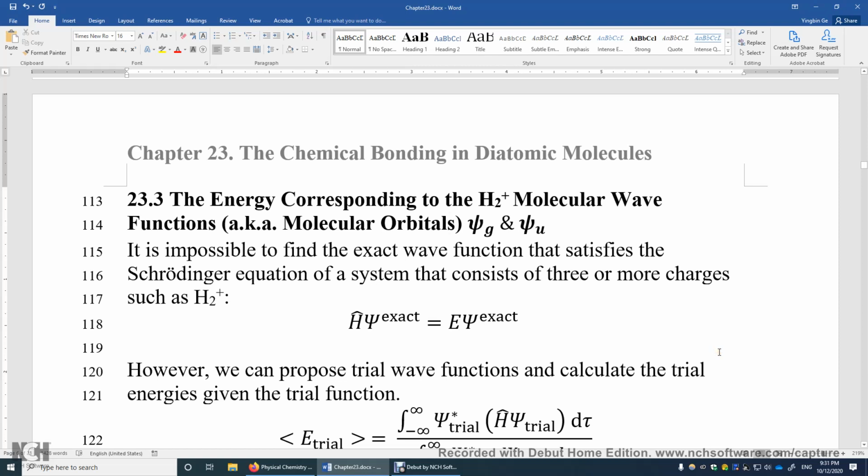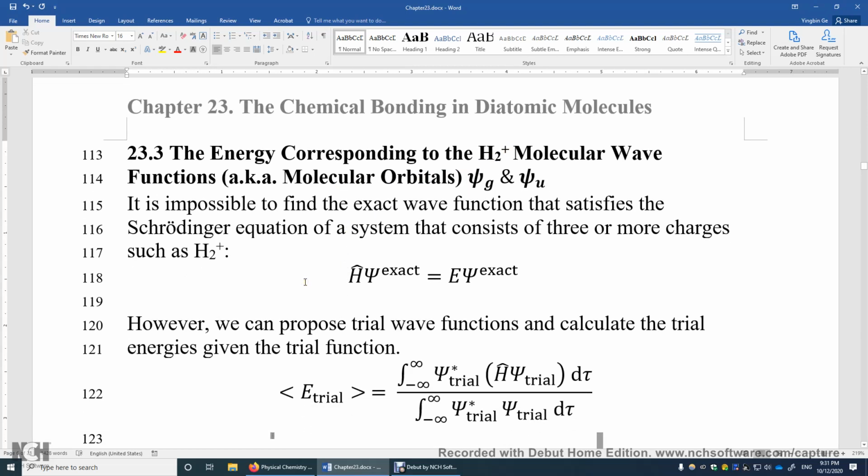Section 23.3. The energy corresponding to the H2 plus molecular wave functions psi g and psi u. Psi g and psi u are the mathematical descriptions of the bonding and antibonding molecular orbitals in this H2 plus molecule.